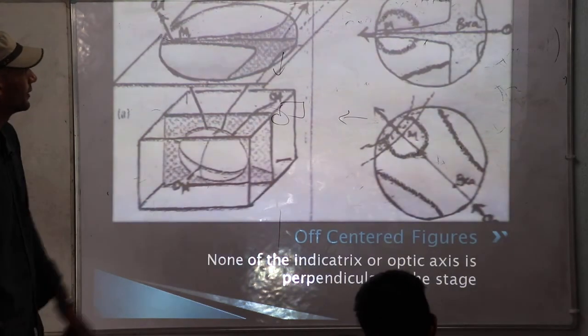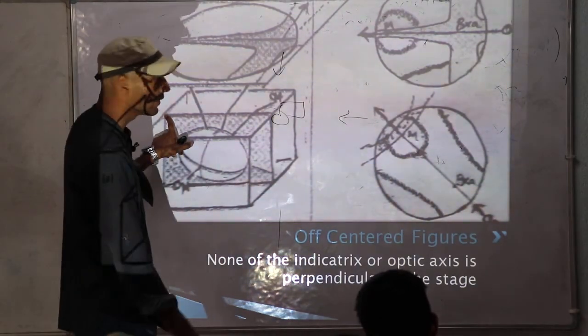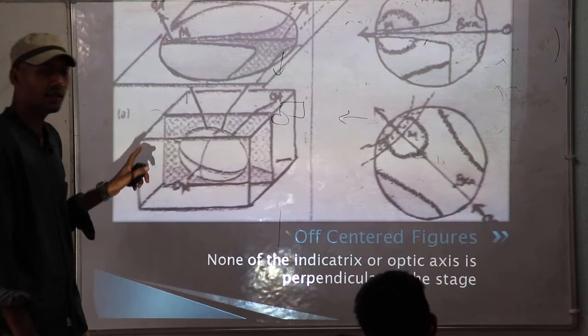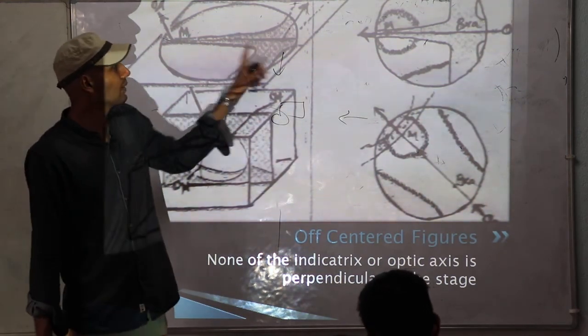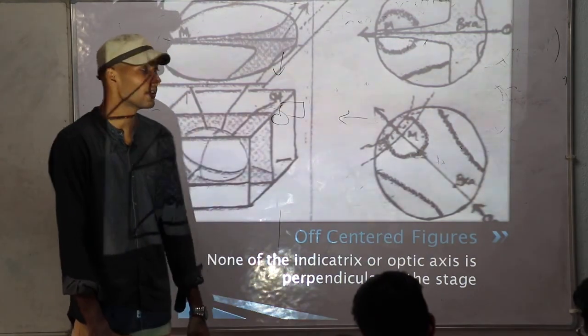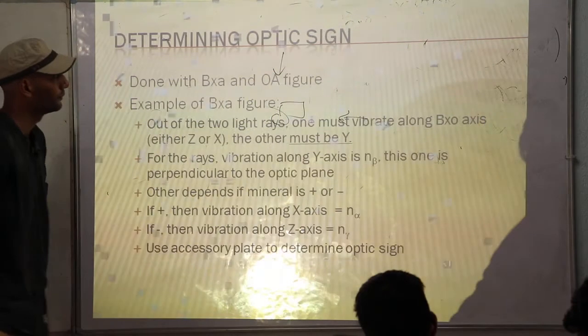Then off-centered figure. None of the above is an off-centered figure. That means neither the Bxa nor Bxo nor the optic axis, nothing is at the center of the crosshair. So that is an off-centered figure.